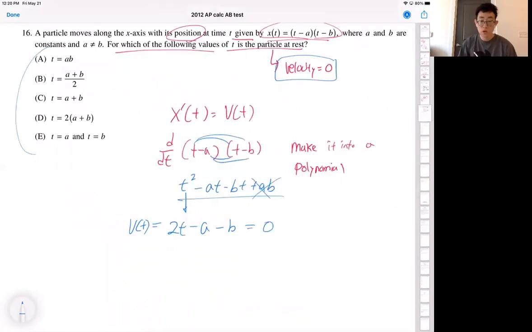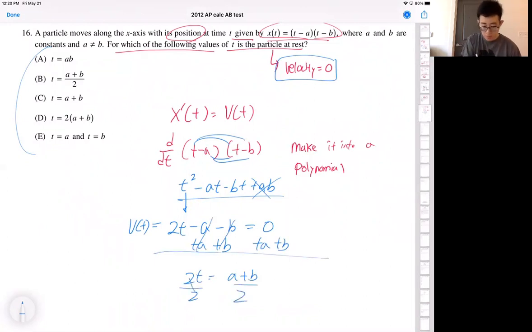Then all you have to do is look at your answer choices and find which time gives you the velocity of 0. So solve for t. Add the a and b to both sides of the equation, so you get 2t is equal to a plus b. Divide by 2 on both sides of the equation, so you get t is equal to (a plus b) over 2. That's your final answer, and that should be the correct answer there as well.